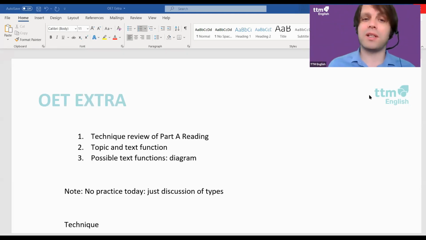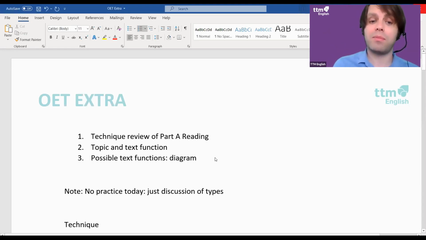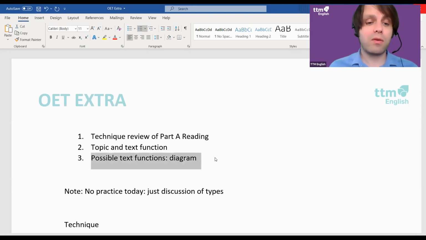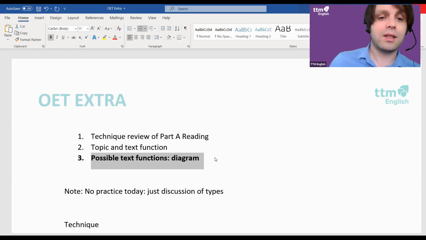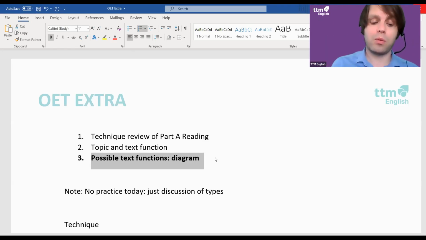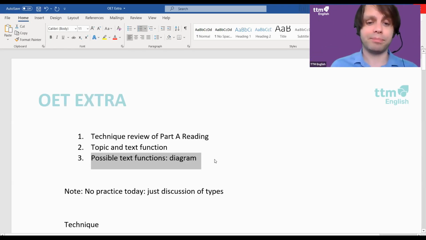I'll show you some very simple examples and I'll explain why it's important. Lastly, we're going to talk about different possible text functions. And I'm just going to make a diagram for all of you. And at the end, guys, this is where I really need your help because I've got a nice list here, but I want your ideas as well. Hopefully we can make a really nice diagram for you to review later.